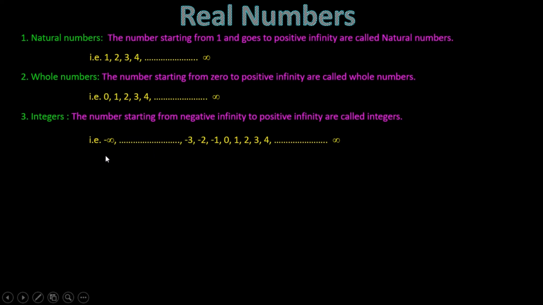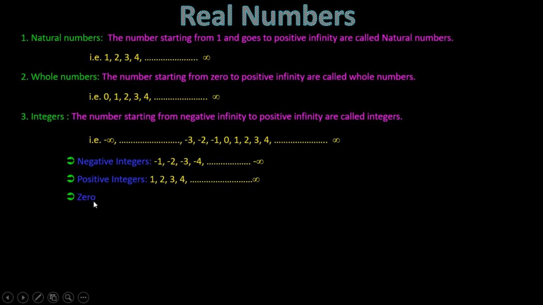And we can divide integers into 3 parts. Negative integers: all the negative numbers, minus 1, minus 2, minus 3 up to minus infinity. Similarly, positive integers, starting from plus 1 to plus infinity. And 0, because 0 is neither positive nor negative, so we write it separately, but all of these numbers are integers.